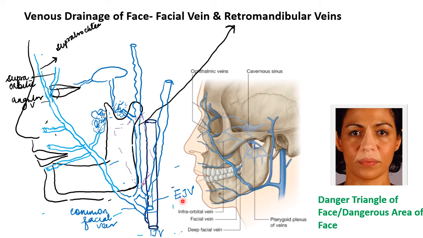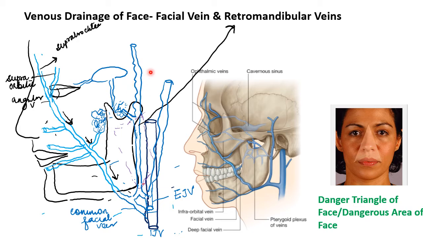Right? So usually the blood from the side of the face, from the central area of the face, the forehead, the side of the face, the nose, the area of the lips drains into the facial vein, and via the facial vein, through the common facial vein, it goes into the external jugular vein. So this is the normal direction of the flow of the blood.